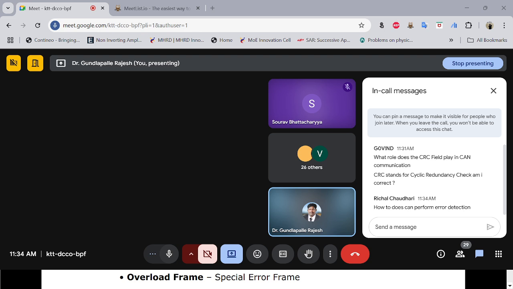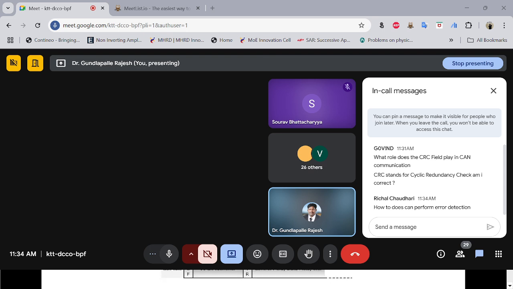Then for the error frame, they have increased the flags, the 6-bit dedicated flags, to up to 20 bits. The interframe space they have given is 3 bits, if any extra bits are there. And the error delimiter was earlier 6 bits, but they have implemented it using 8 bits. Then the overload frame is a special error frame, so only when it is required are we going to use it.